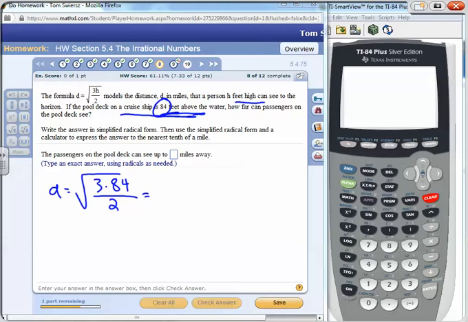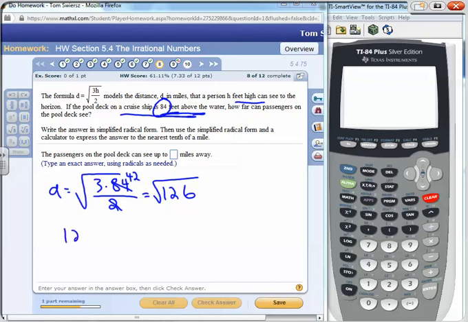You can go ahead and reduce this to a single answer. You can do 3 times 84 divided by 2, or you can just do 2 goes into 84 42 times, and then 3 times 42 is 126. Either way you'll get 126. Now we need the answer in radical form, so we're going to break it down.